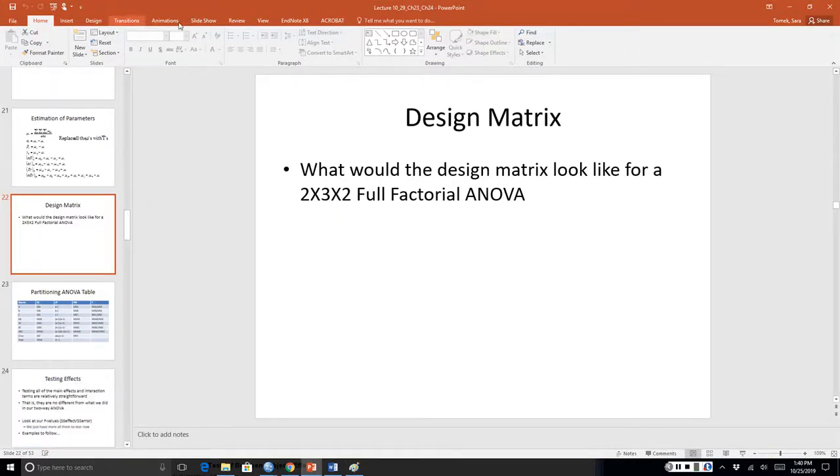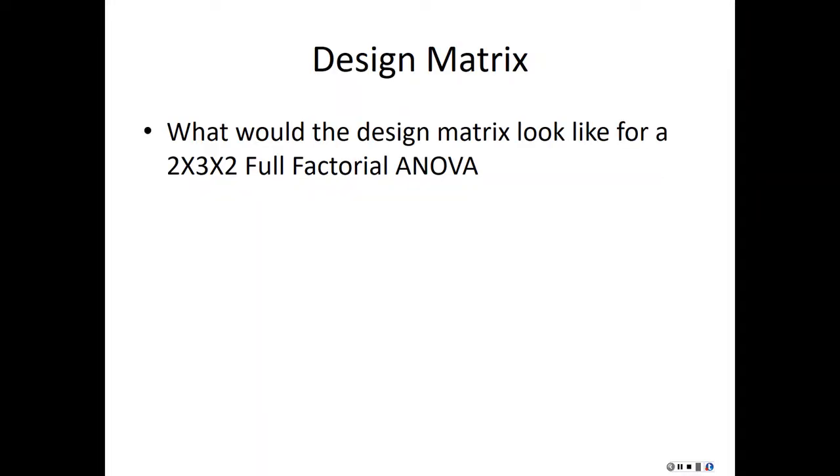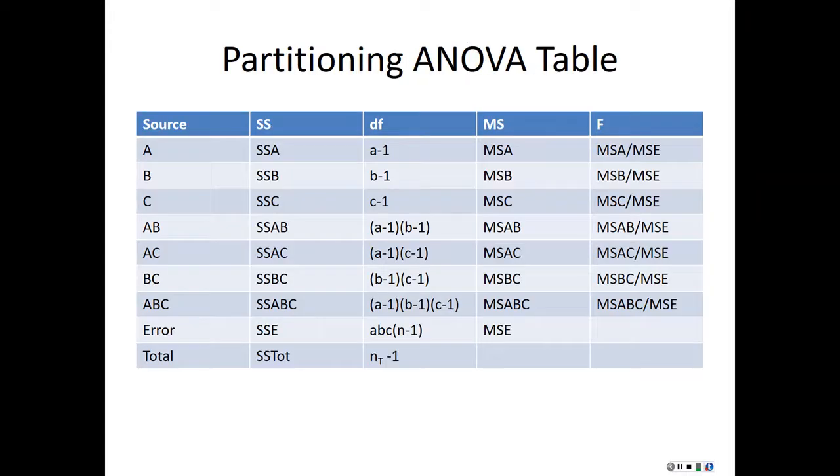Slideshow from current slide. Let me do it the right way. All right, so now we're going to partition our ANOVA table. It's going to look the same as what we did before, but just have a lot more sums of squares. So you see we have the sum of squares A, sum of squares B, sum of squares C, sum of squares AB, sum of squares AC, sum of squares BC, sum of squares ABC.